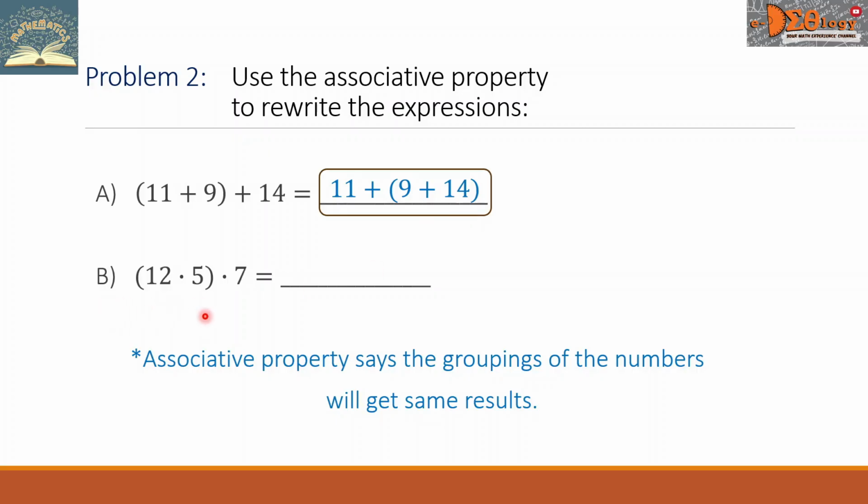For expression B, we have here 3 numbers multiplied together, but the first 2 numbers are grouped together. 12 times 5 are grouped together, then times 7. By associative, we will write like this: 12 times the group, 5 times 7.